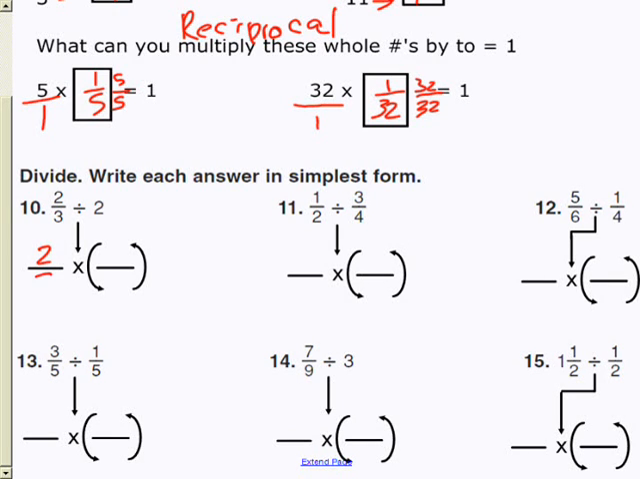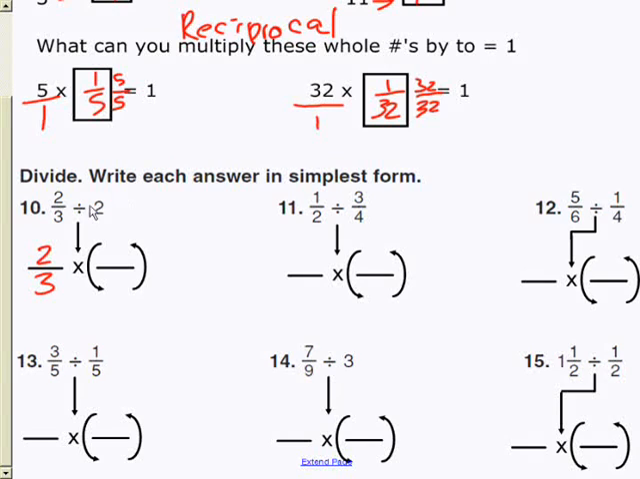So we're going to bring that down here. Then the opposite of division is multiplication. So as I rewrite this problem, I am going to multiply instead of divide. Then I need to take the reciprocal of the second number. Since I did the opposite of division, I need to do the opposite or inverse of 2 in order to make this work.